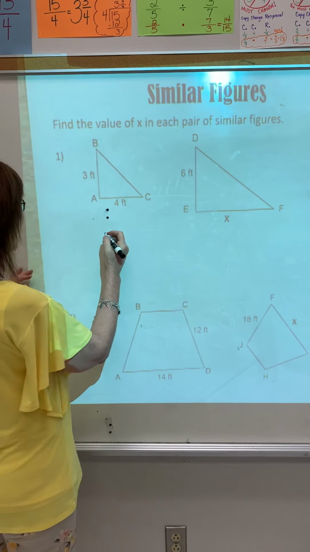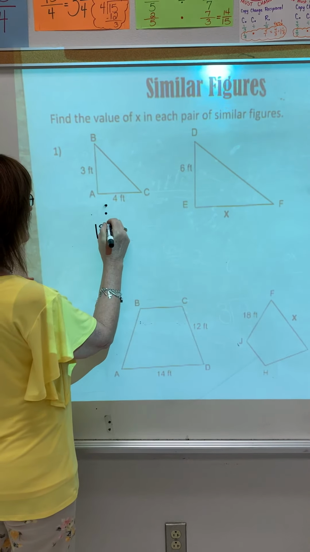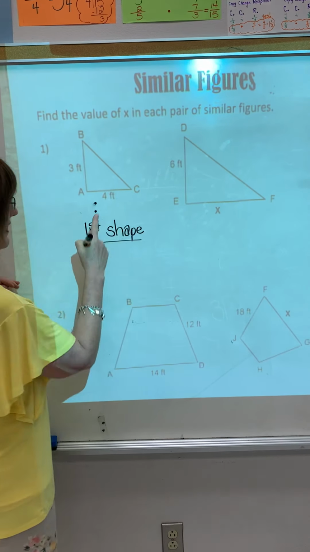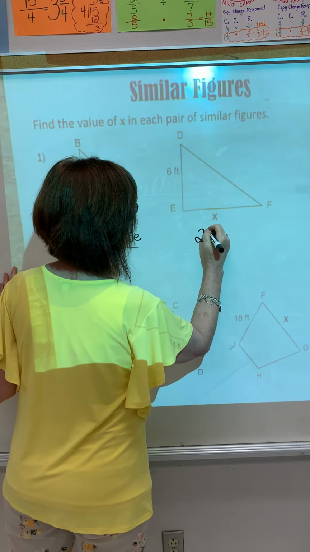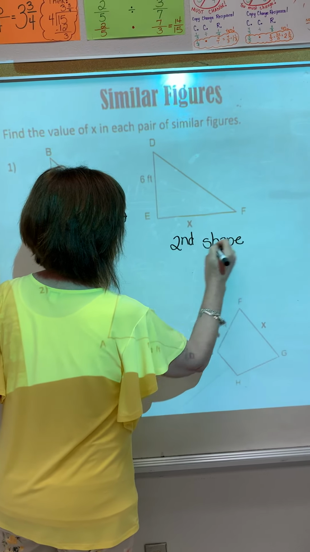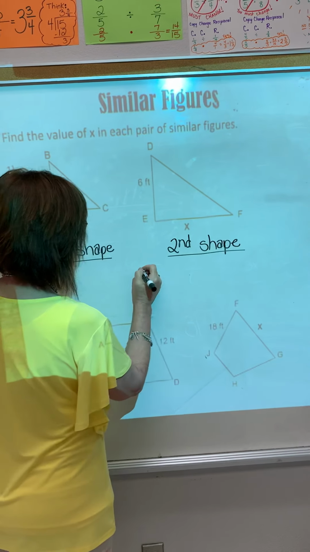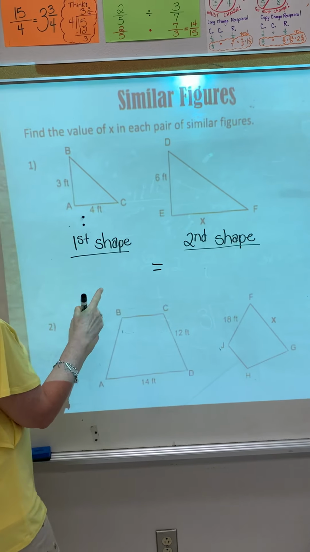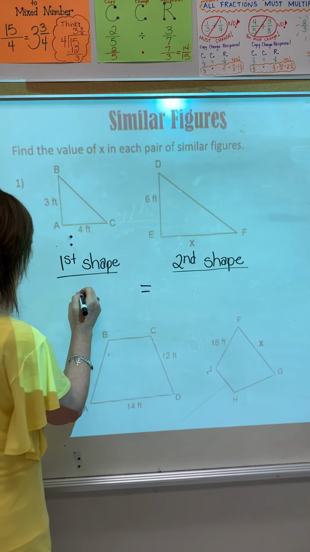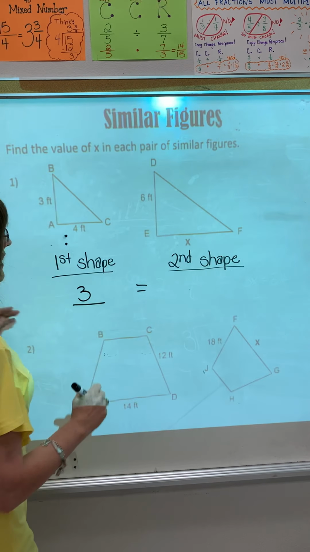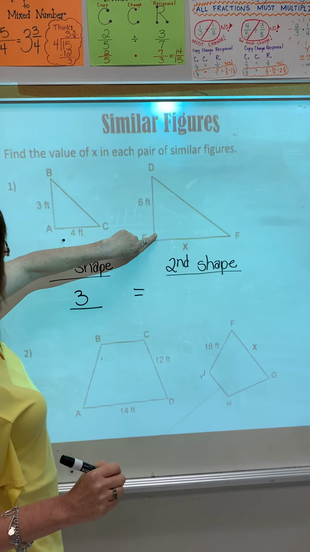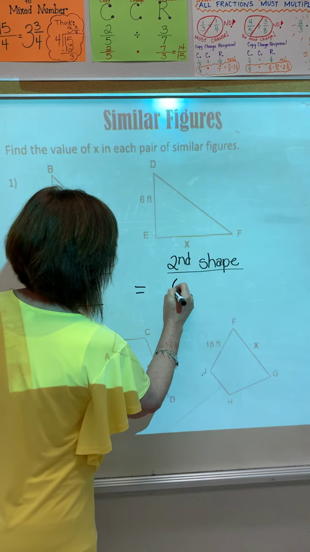So I'm going to organize this by writing first shape, and I'm going to put all my information about shape 1 in this column, and I'm going to say second shape, and I'm going to put all my information about the second shape in the second column, and I'm going to make that these two are going to be equal. So I see I have a side of length 3 in my first shape. And I see that the same side, the corresponding side on the larger shape is going to have a 6.